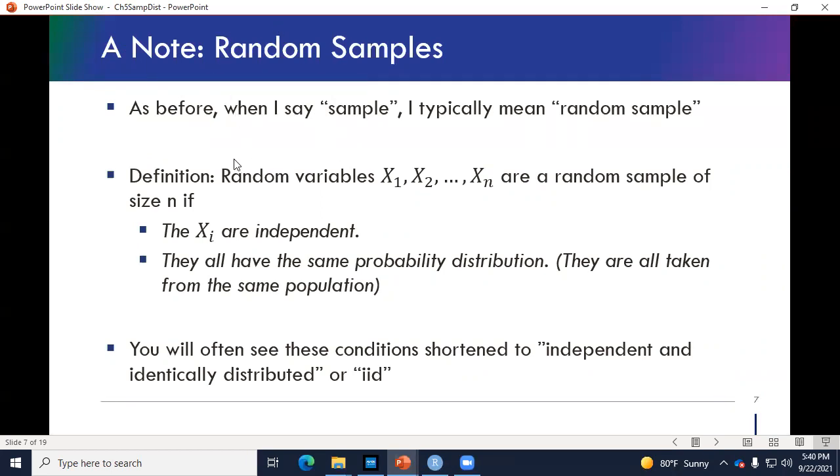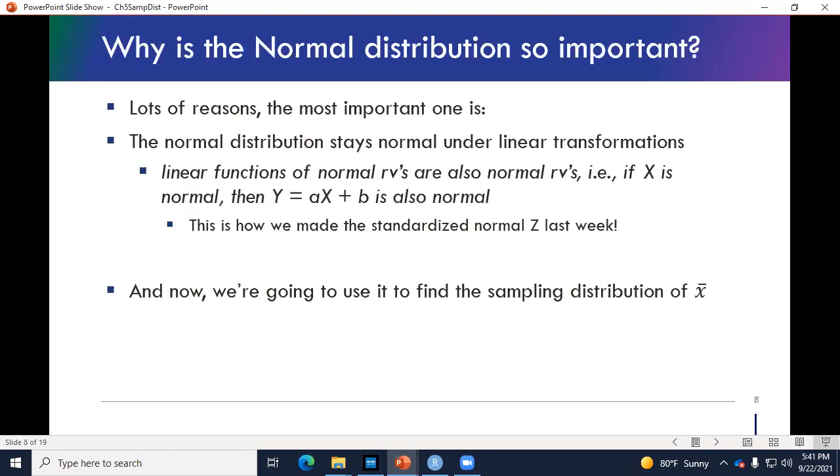So here is just a note about random samples. When I say a sample, I typically mean a random sample. Normally people will say it's an IID sample, where the random variables that you collected are independent and have the same probability distribution. That's what identically distributed means. They are all taken from the same population. That's called an IID sample, and that's just some notation for samples.